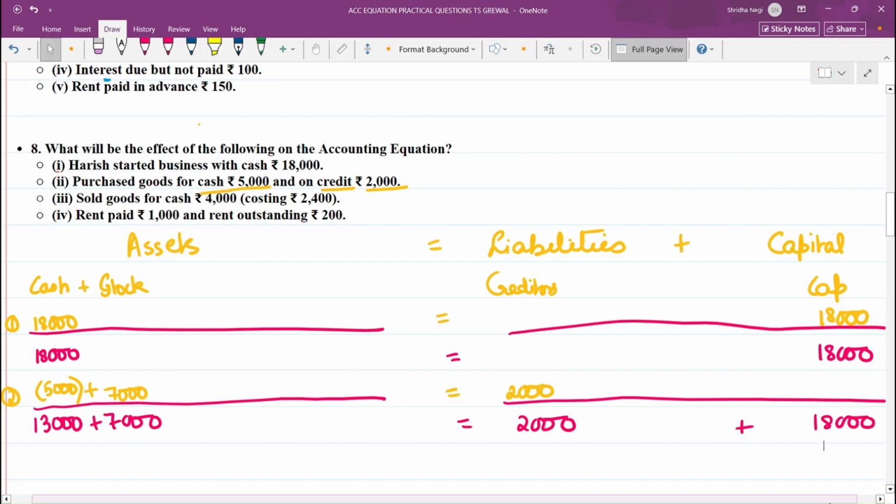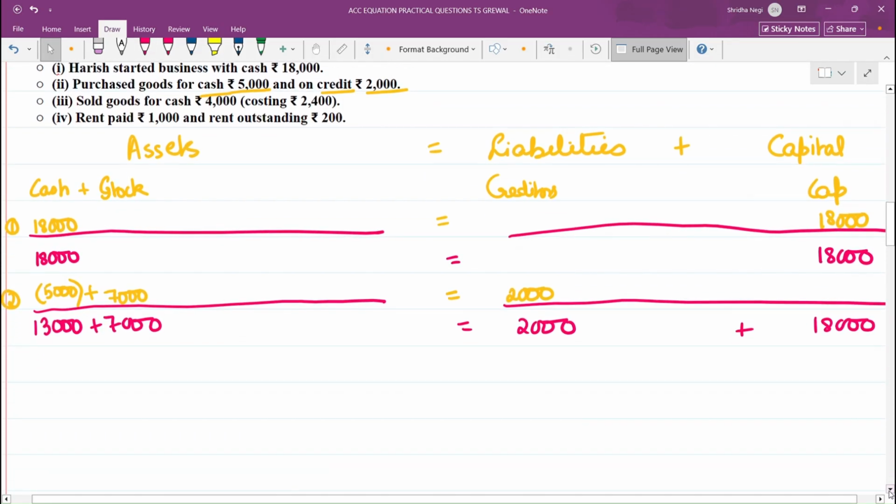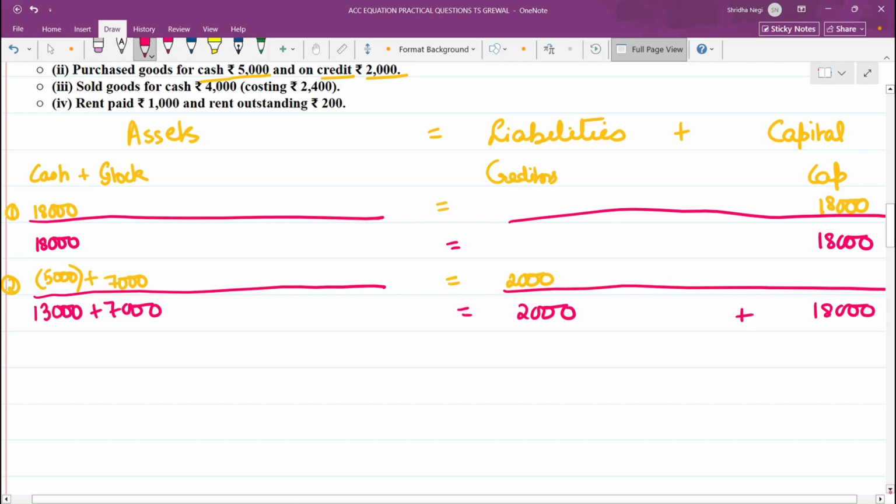Now the third transaction. What is the third transaction? Third transaction is sold goods for cash rupees 4,000 costing rupees 2,400. So goods worth 2,400 you sold for how much? Sold for 4,000. So how much is the profit? The profit here is 1,600.